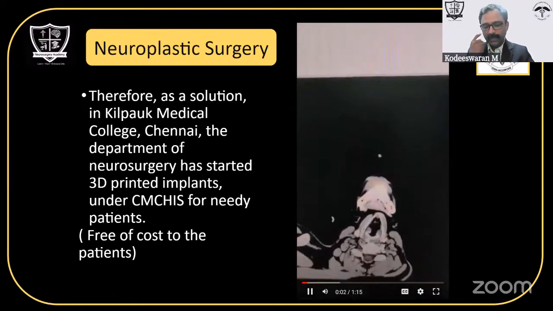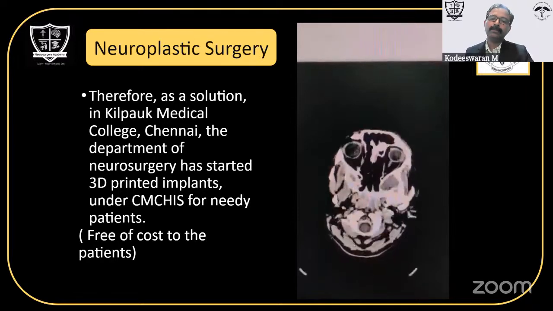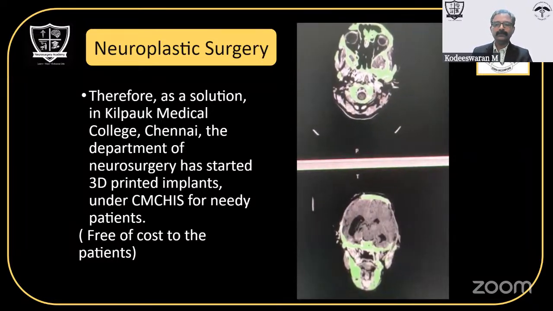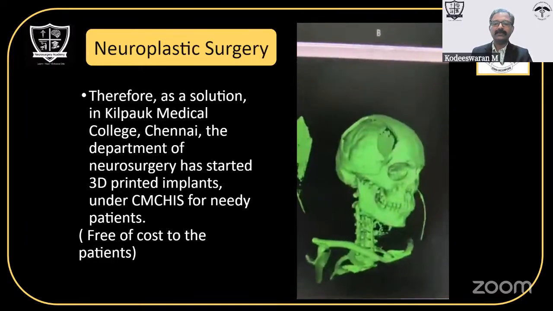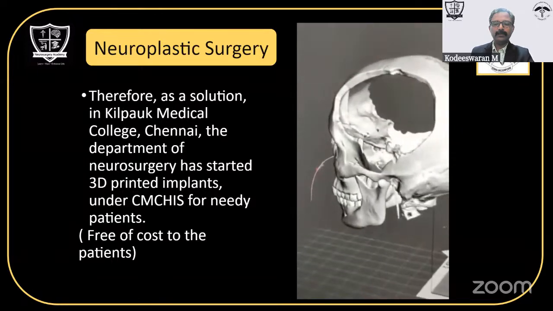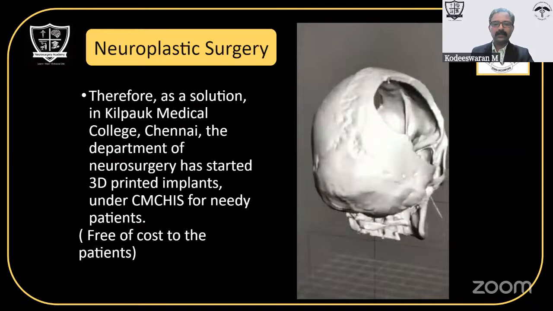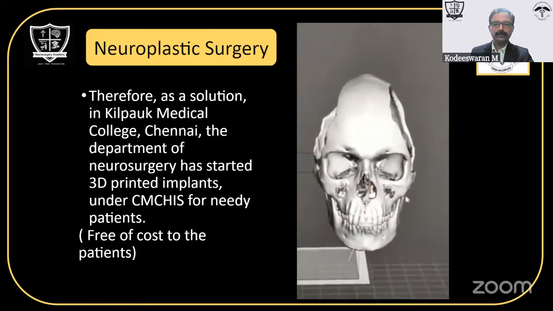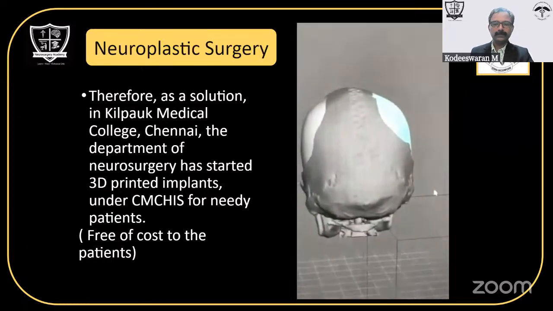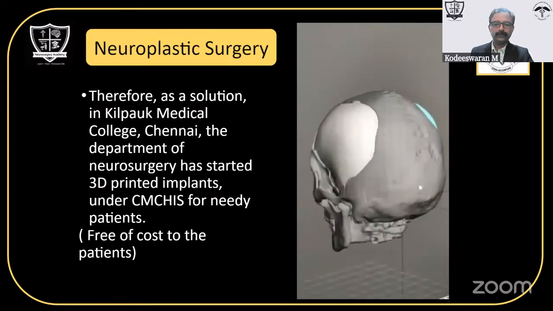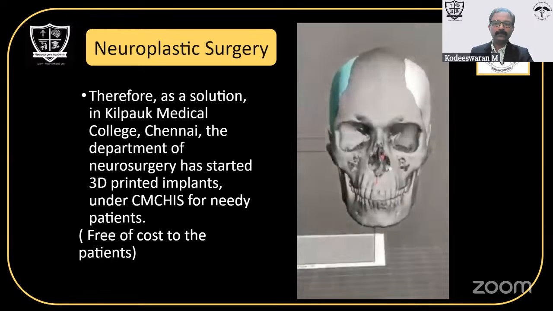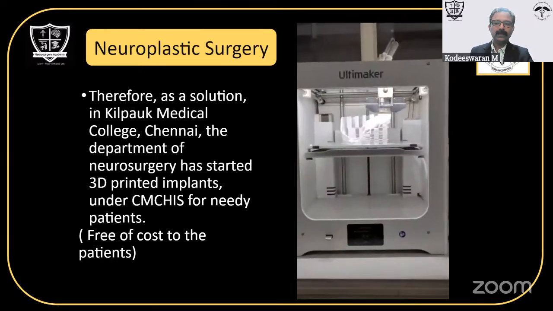So we do pre-op planning. Our radiology team does the planning for us. Then we do a custom-made, patient-specific implant. This is a patient who had a bilateral, very bad skull defect. So we did the pre-op planning for this patient. This was the model which was used during planning. So 3D printing was done.